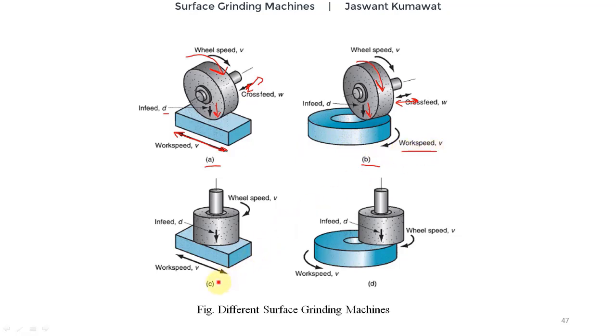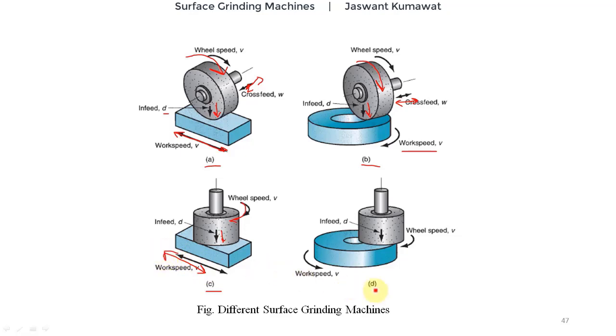The third variation of surface grinding is this type, vertical spindle with reciprocating type work table. Here the grinding wheel is mounted on vertical spindle and it is rotated. Along with rotation, it is given in feed into workpiece, and the workpiece is reciprocated on the reciprocating table.